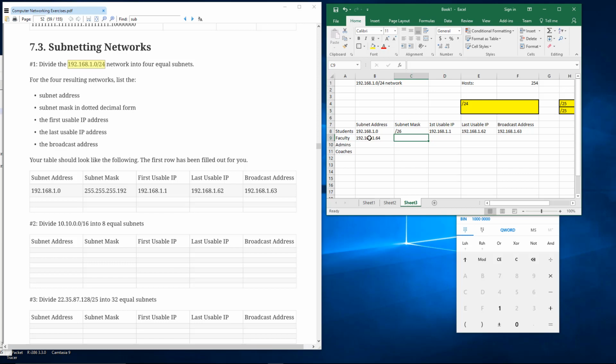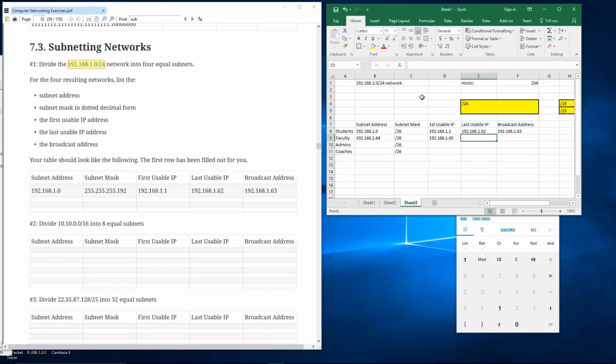Now these are all equal subnets. So I'm going to use the /26 subnet again. I'm going to use it for all of them. I'll just copy and paste it. Okay. First usable IP address, again, that's the subnet address plus 1. 192.168.1.64 plus 1 is 65.